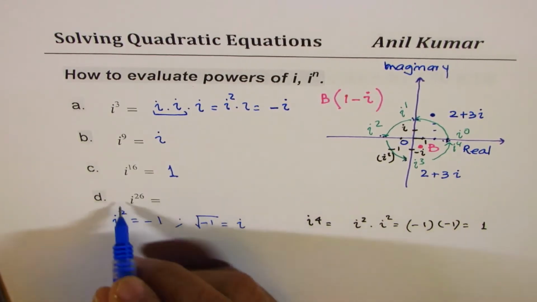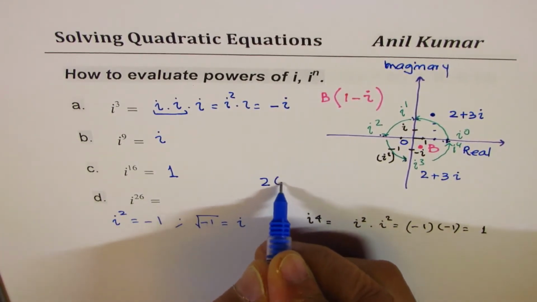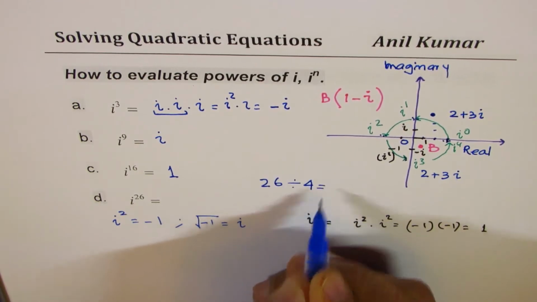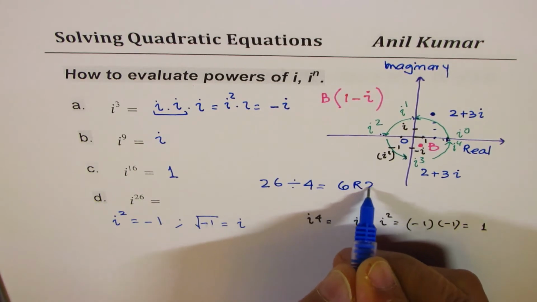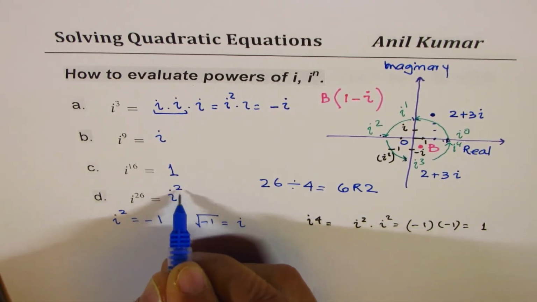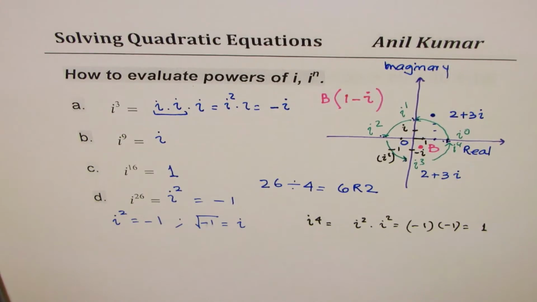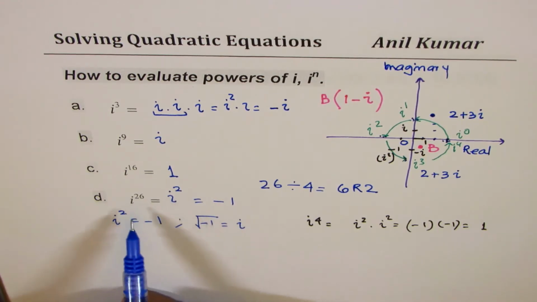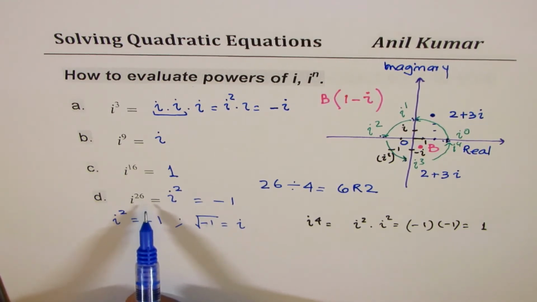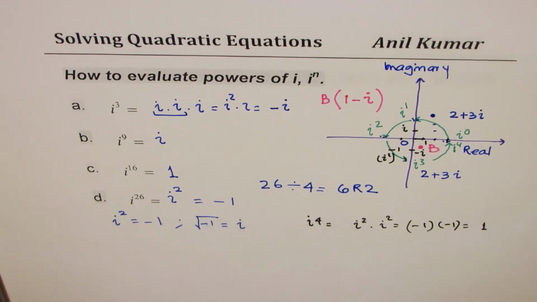And 26. What do we do here? We actually divide 26 by 4. What do we get? 4 times 6 is 24, remainder is 2. So we get this as equals to i squared, which should be -1. You get an idea. That is how we could evaluate any power of i. Okay, so I hope the concept is clear. That should help you to find solution to i to the power of n, right?